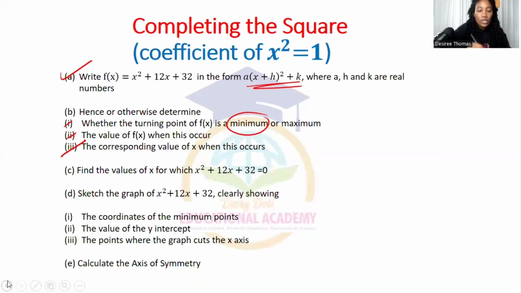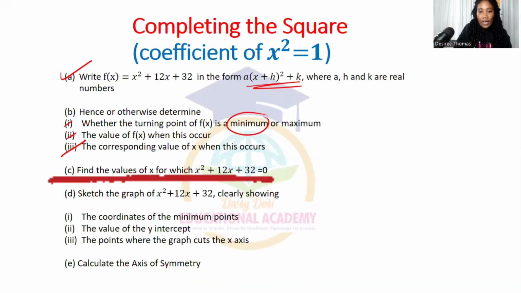All right. And the question wanted us to find when it's equal to 0. Look at the question again. They said find the values of x for which this is equal to 0. So when the quadratic is equal to 0, they basically want us to solve it. So we can use this method at first because we just completed the square this way. All we do now is solve it.